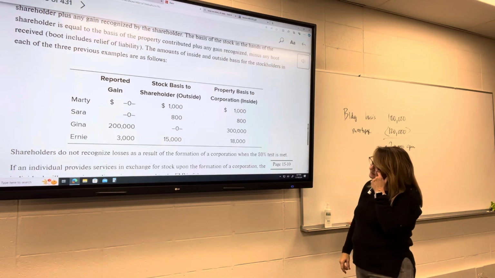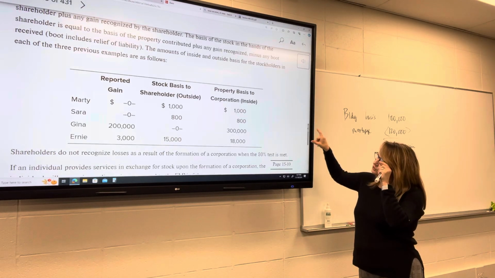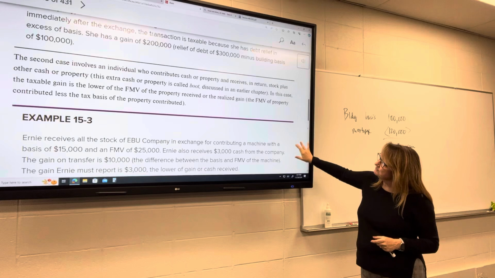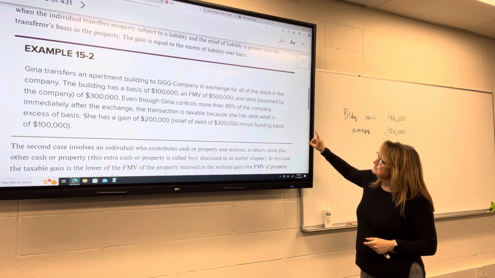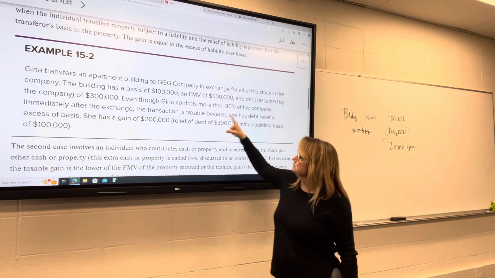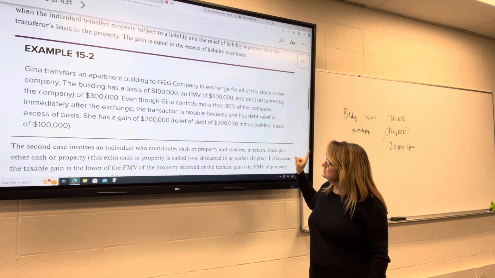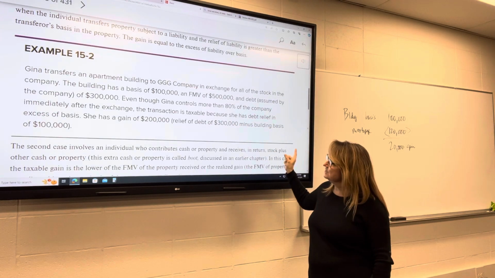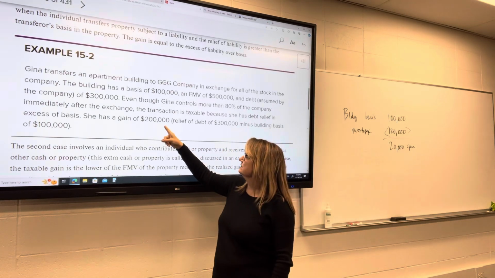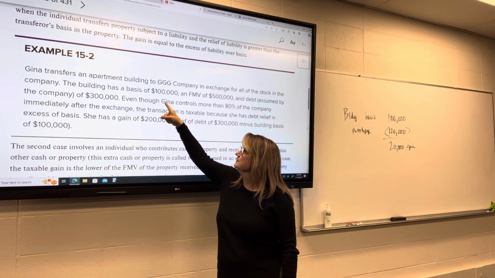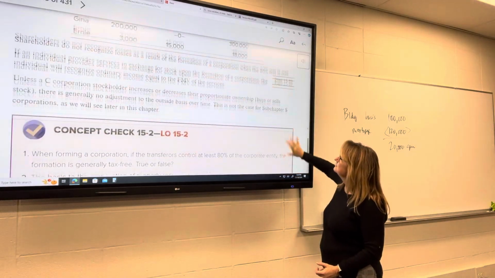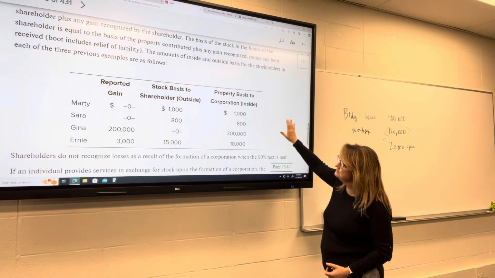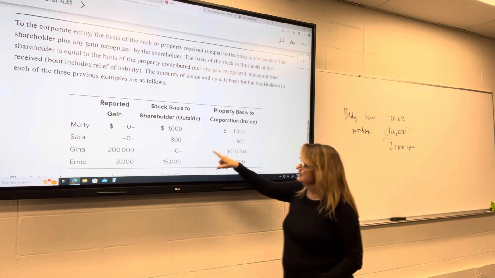Let's see, Gina. So Gina had to, let's see if we can figure this out. So basis of 100,000 was transferred to Gina, but she had to recognize a $200,000 gain. So to the corporation, the basis in the building is 300,000, I think. Yep, 300,000. She has to recognize a gain.